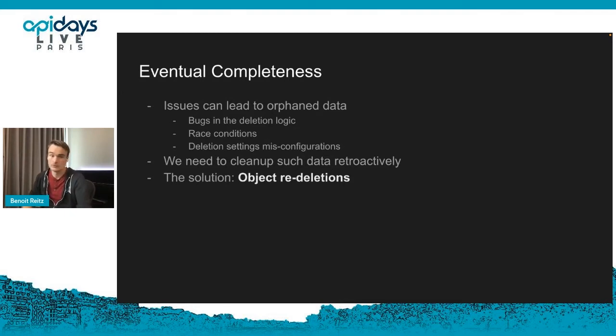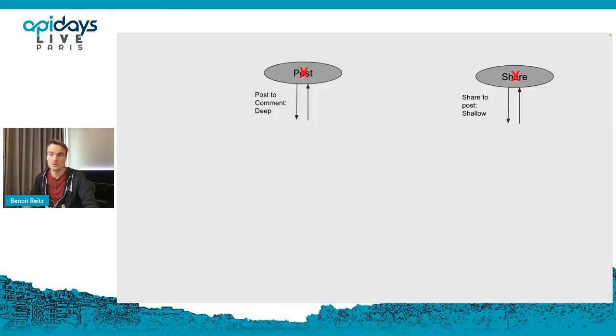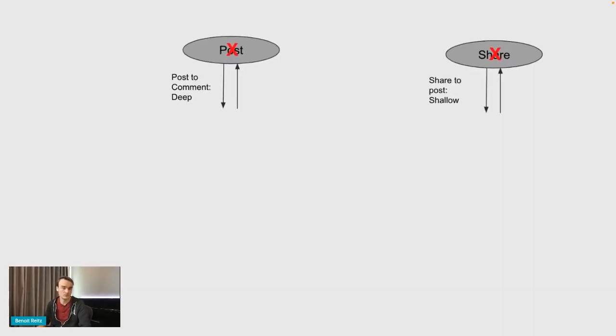And you can try to prevent all of those, right? But you are going to end up with some orphan data in data systems that you hold. And we need to clean that up retroactively. And the solution we have is object redeletion. So we know of every object we deleted since the beginning of time because we have an auto increment column, which is the identifier of the objects. And then from all of those objects, we try to fetch associations that are pointing to or from those objects.